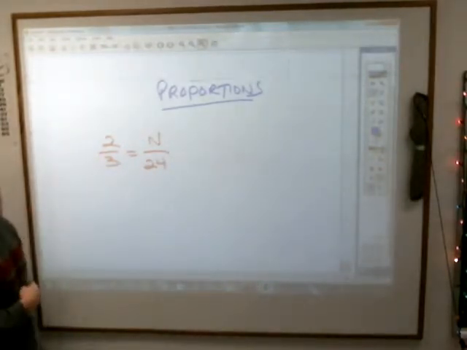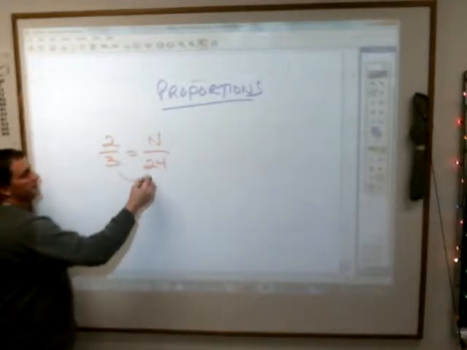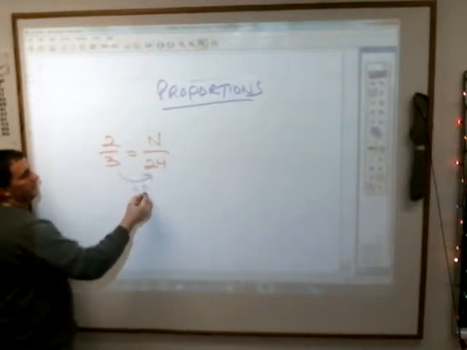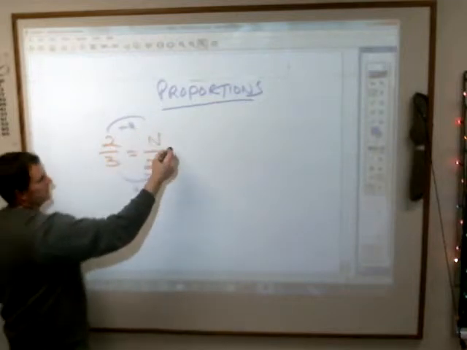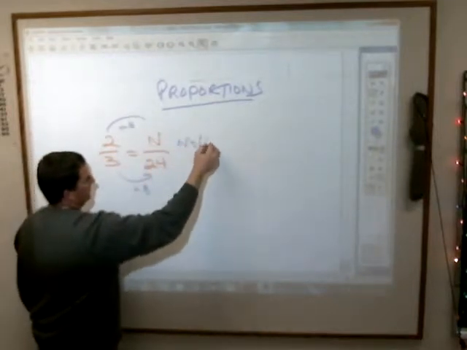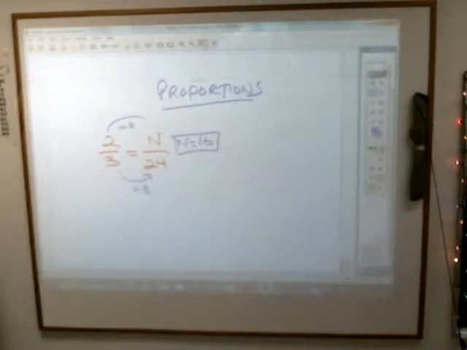2/3 equals what number over 24? I'm sorry, 16. How do I know that? Because you do this. How do you go from 3 to 24? You multiply by 8. So you have to do the same exact thing to the top. 2 times 8 is 16. That is in the wonderful world of everything always seeming to work out in math life.